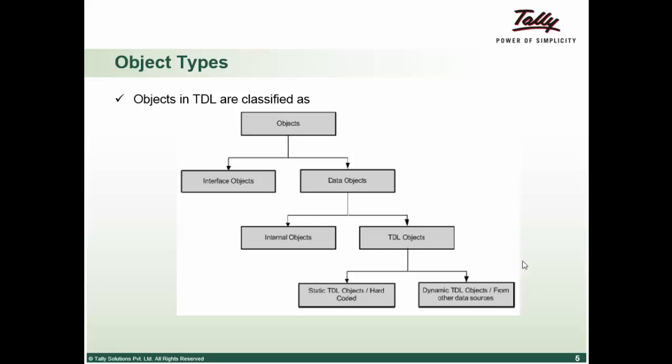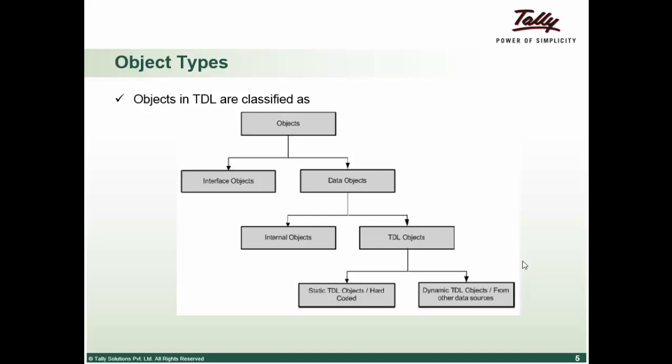Multiple instances of these internal objects can exist. In Tally ERP 9, internal objects are of several types, for example company, ledger, stock item, group, stock group, voucher type, unit of measure, voucher. All these are internal objects.